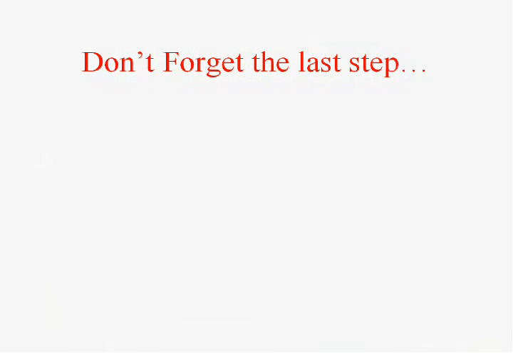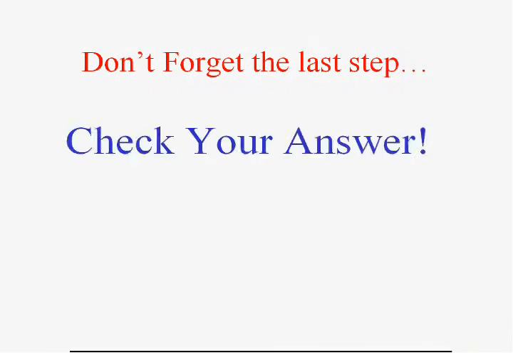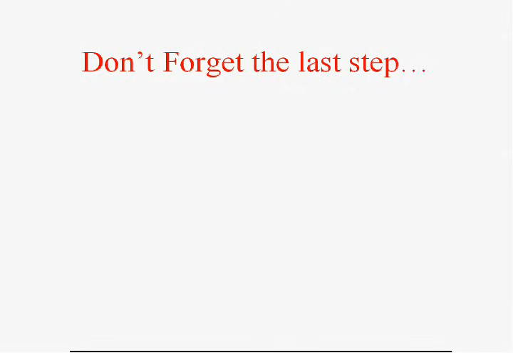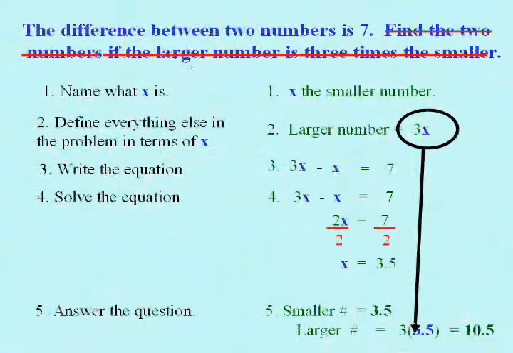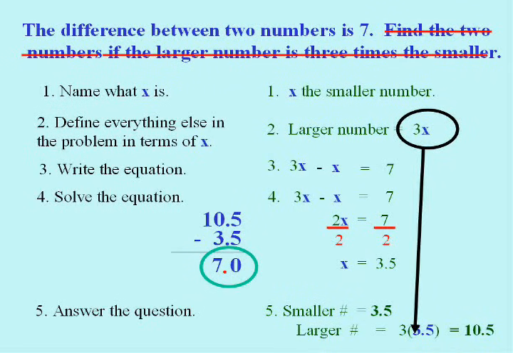Is that your final answer? No, because you better know that you have to check your answer. Let's see if it's reasonable. The difference between these two numbers is supposed to be 7. Difference infers subtraction. 10.5 minus 3.5. I'm feeling real good about this because their difference is 7. You'll need to know those steps. They'll work every time.